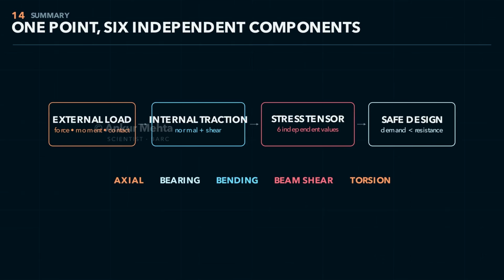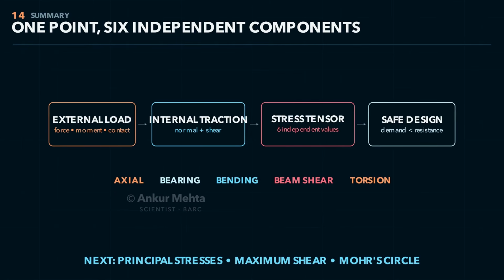Geometry decides how the stress is distributed, material strength decides how much can be resisted, and the factor of safety separates resistance from allowable demand. The next step is to rotate the plane and discover principal stresses, maximum shear stress, and the graphical construction known as Mohr circle.